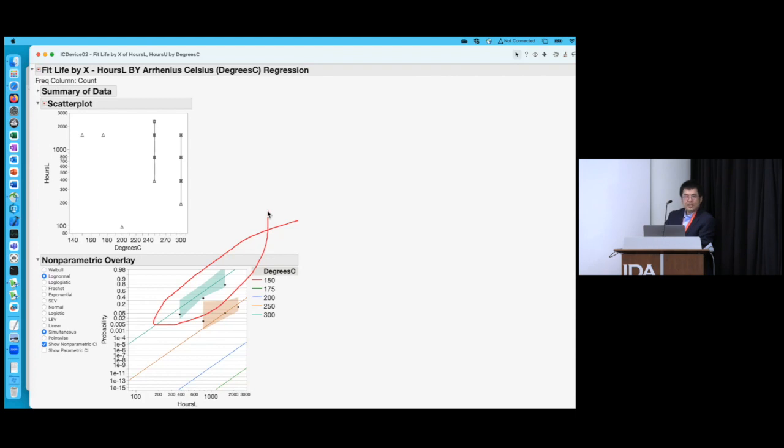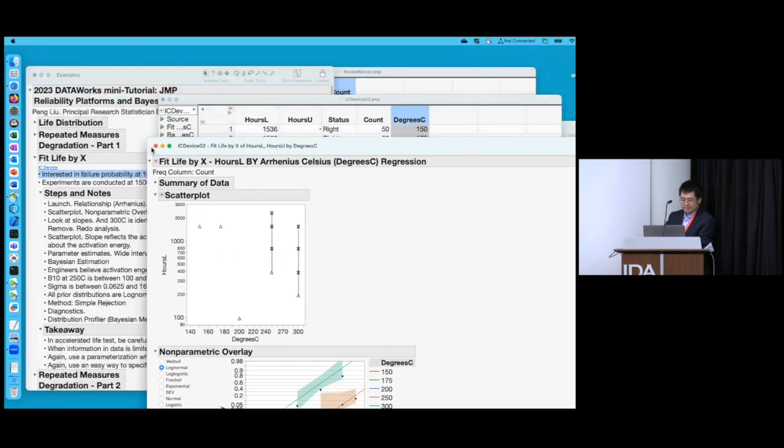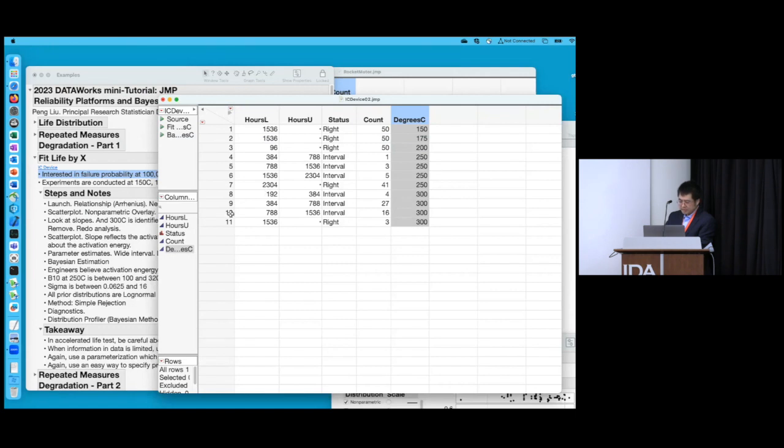What if we leave the data here? It will bias our result and mislead our conclusion. So we have to remove that. What will happen if we remove that? Let me remove it. Let me right click in a cell and choose Select Matching Cells. I'm selecting all the rows associated with 300 C, and then right click and say Hide and Exclude.